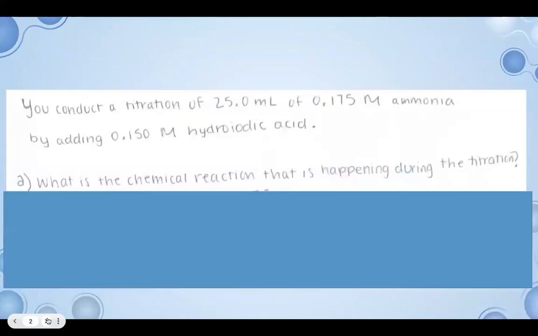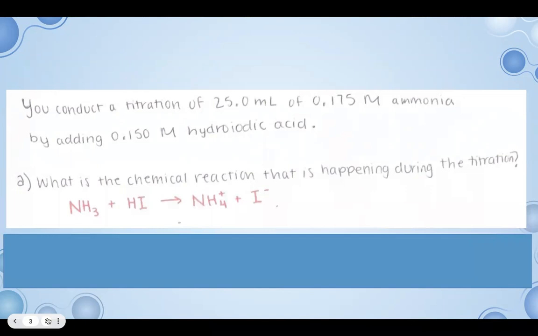The question states you conduct a titration of 25.0 milliliters of 0.175 molar ammonia by adding 0.150 molar hydroiodic acid. So in this problem, we're given the volume of the analyte, the ammonia, which is 25.0 milliliters, the concentration of ammonia, which is 0.175 molar, so that's in moles over liter, and the concentration of the titrant hydroiodic acid, which is 0.150 molar, which is once again in moles over liter. So I'm going to analyze each step A, B, and C as we go.